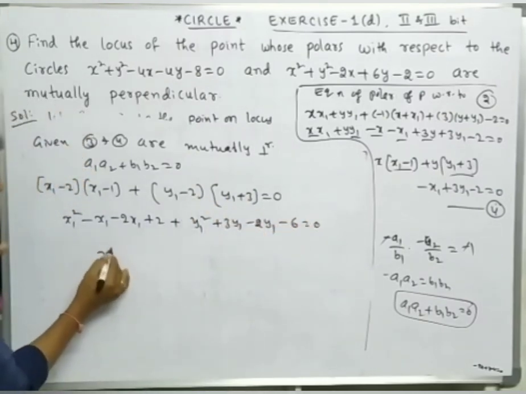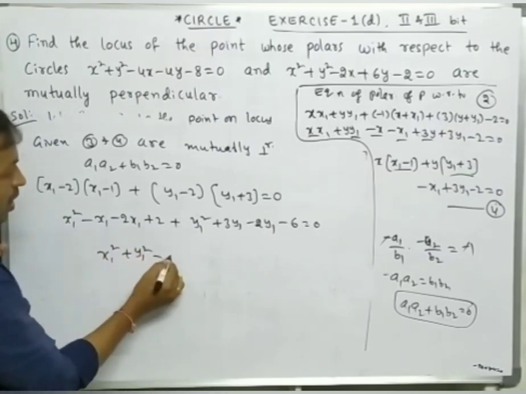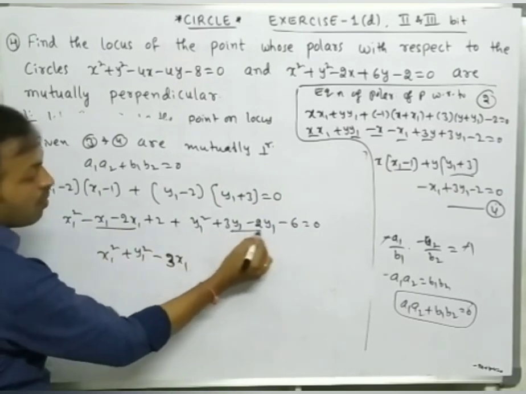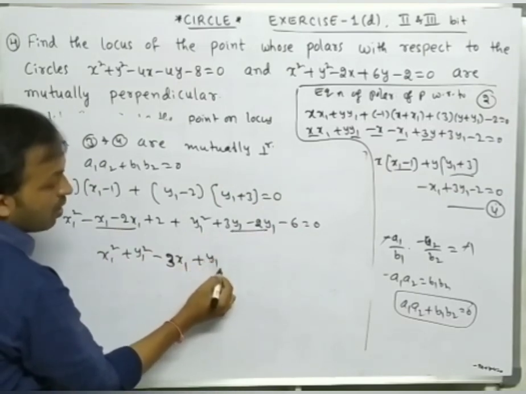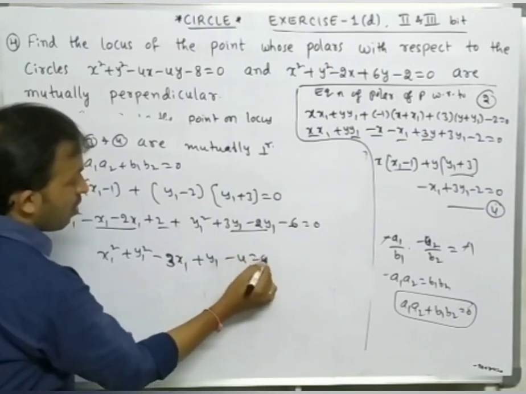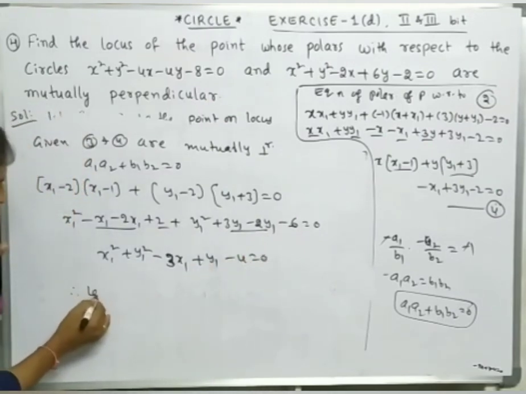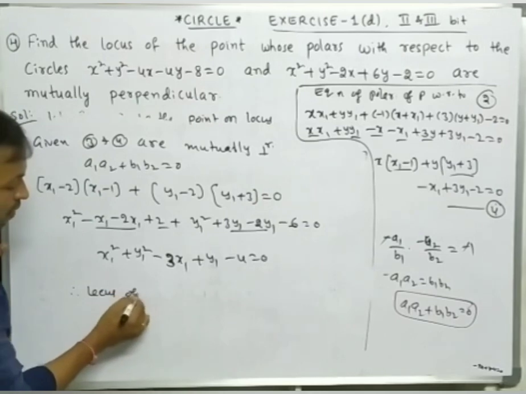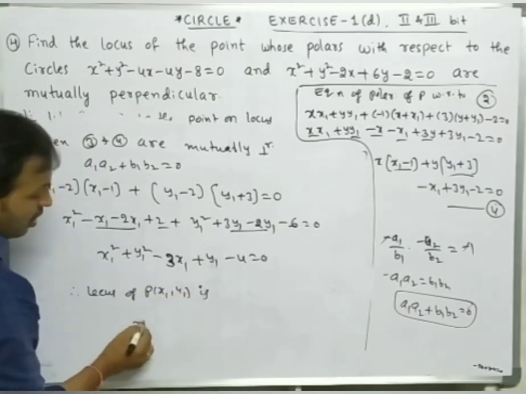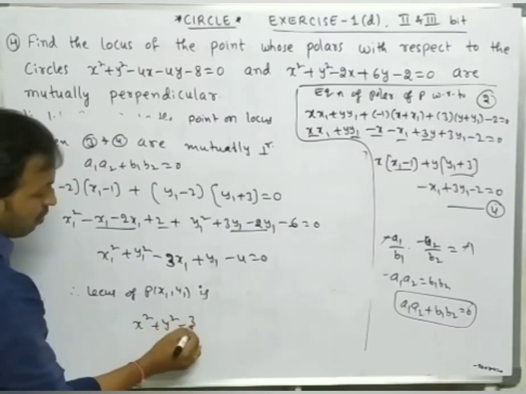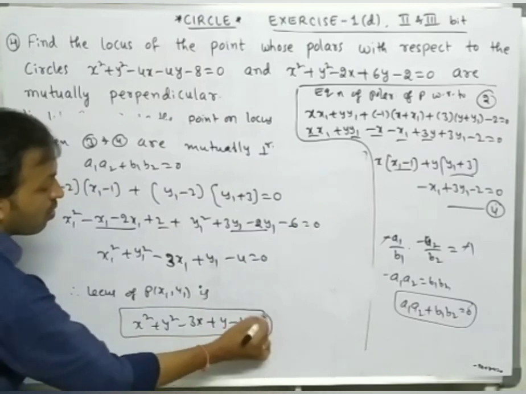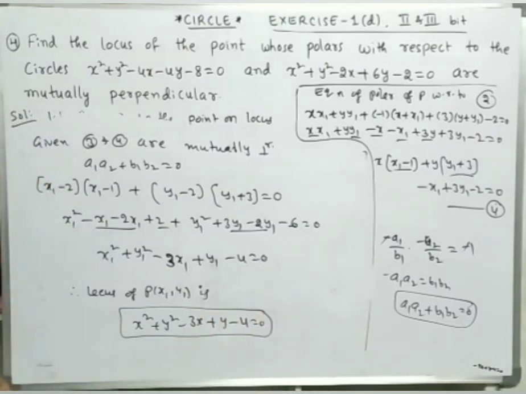Therefore x1 square plus y1 square minus 3x1, 3y1 minus 2y1 plus y1 plus 2 minus 6 minus 4 is equal to 0. So therefore the locus of P(x1, y1) is again a circle, that is x square plus y square minus 3x plus y minus 4 is equal to 0. This is the locus of the circle. Okay.